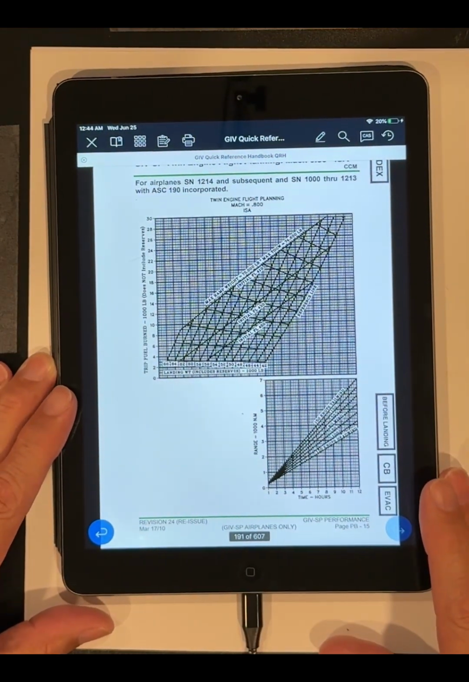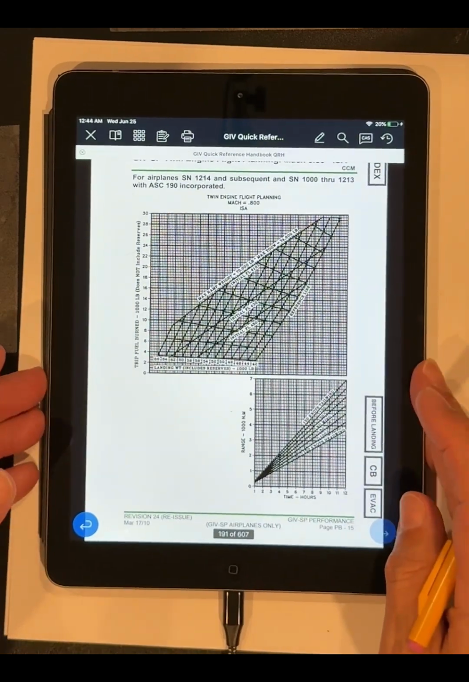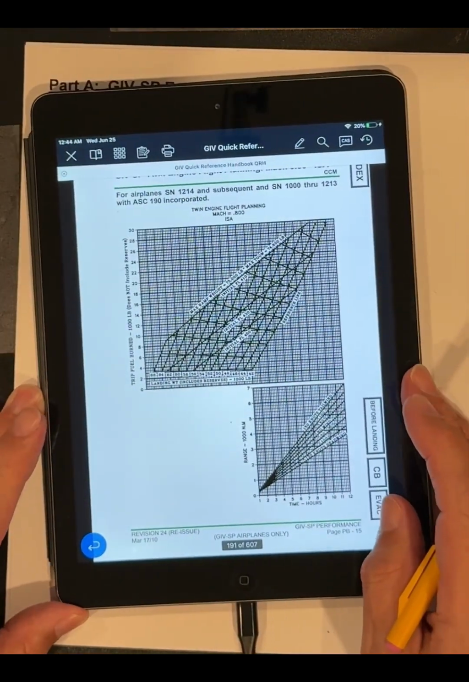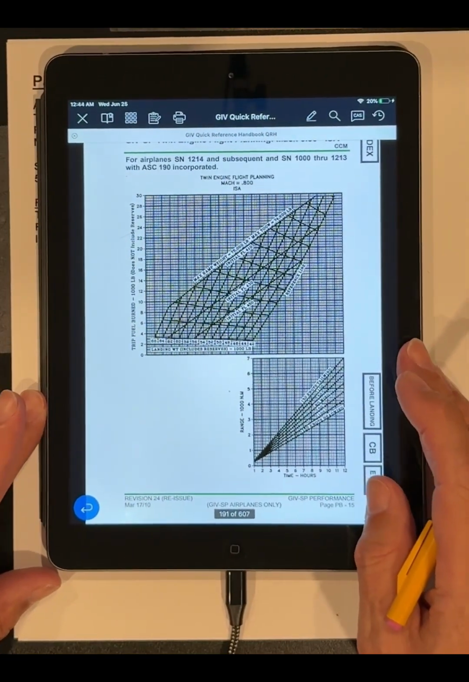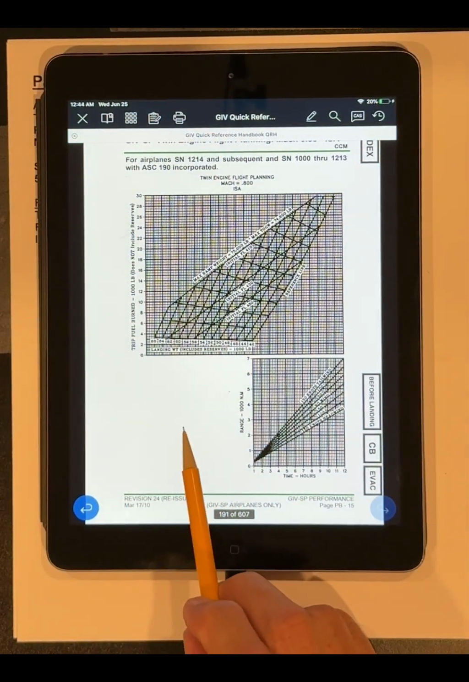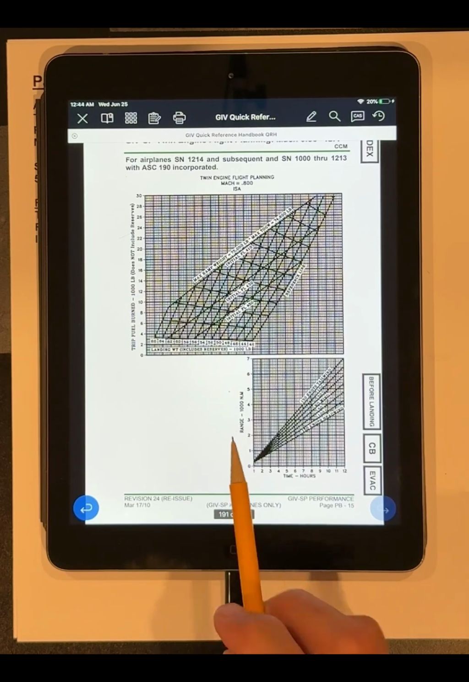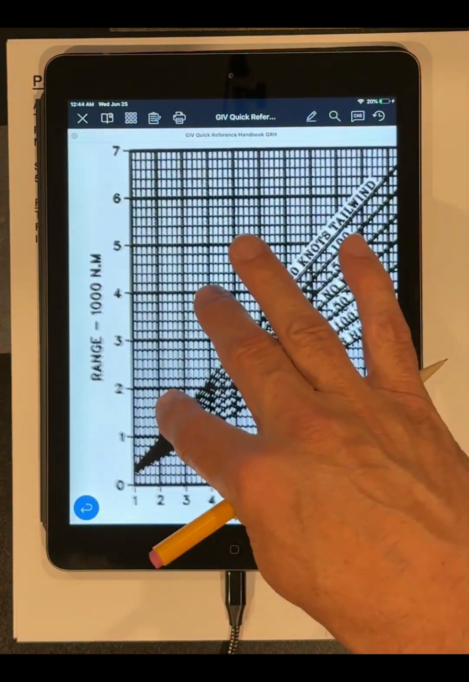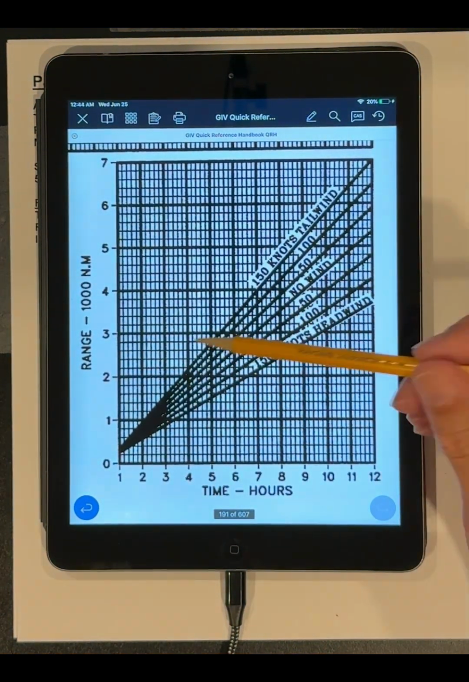How do you do this? What's involved? Well, there's given information. Let's get familiar with what is actually on this chart. We're going to actually come in here. We're going to start off here with the range. So we've got the range. Let's highlight this a little bit.